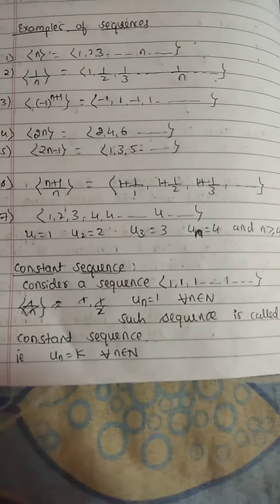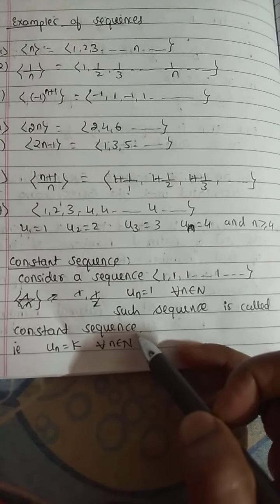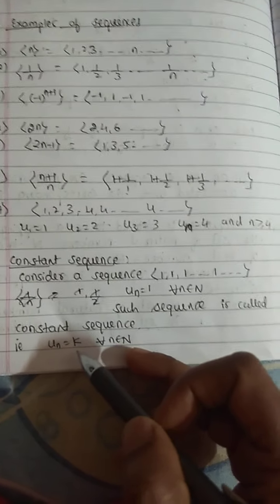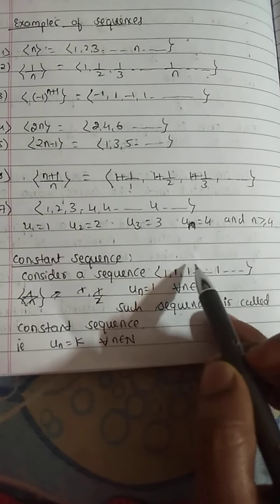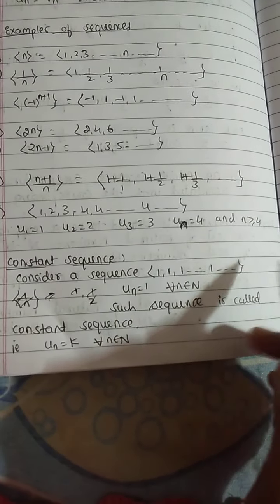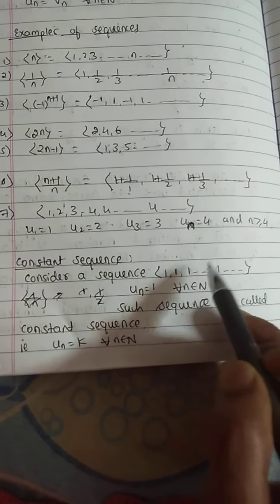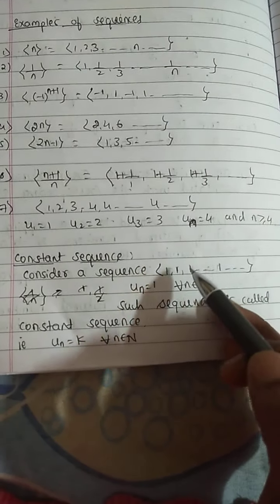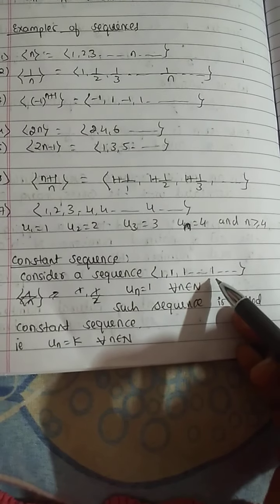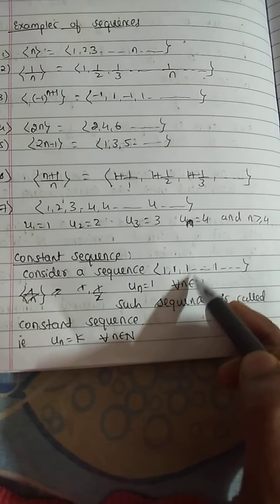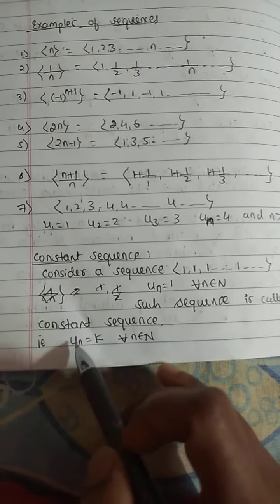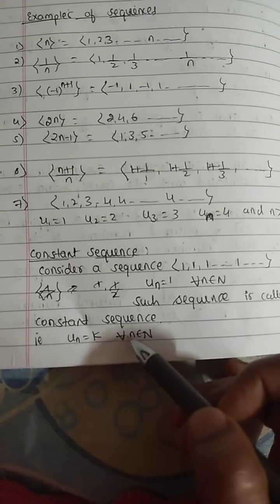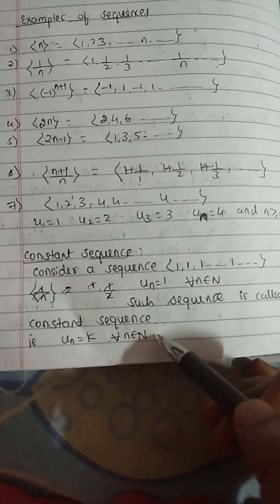Next, constant sequence. A sequence is said to be constant if u_n is some constant k for all n belongs to N. Here the set of 1, 1, 1, 1, 1. Here u1 is 1, u2 is 1, u3 is 1, u4 is 1. Whatever may be the value of n, this is 1. In general, u_n equals k for all n belongs to N.